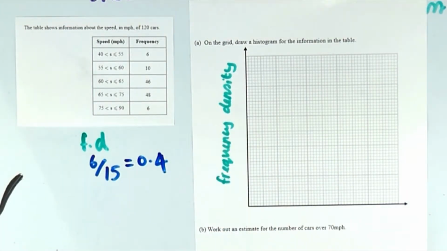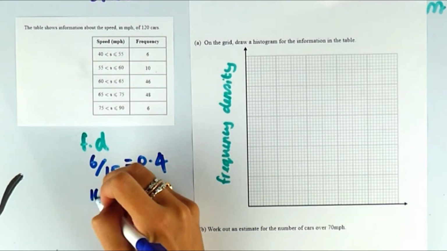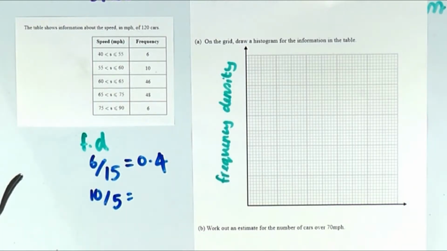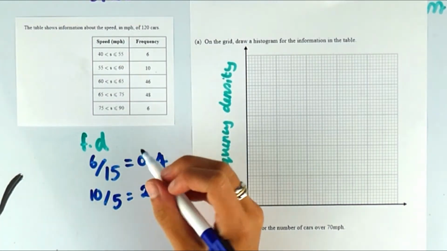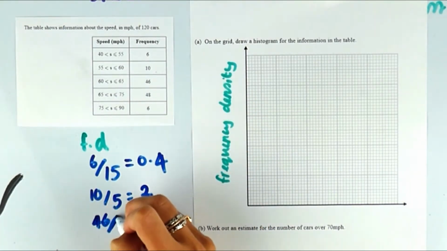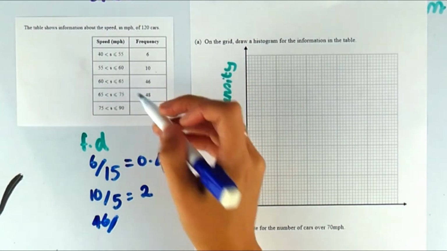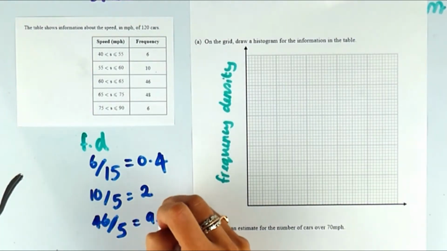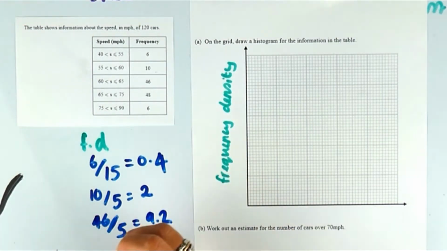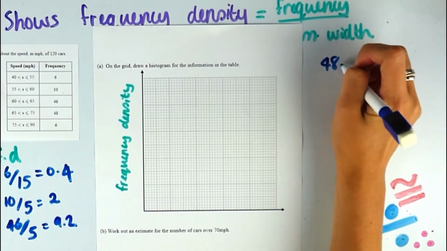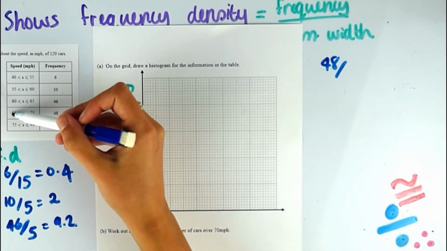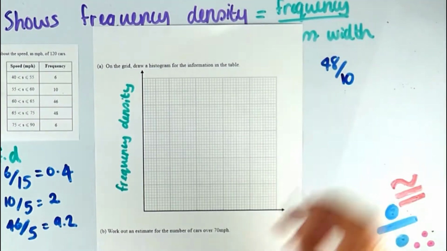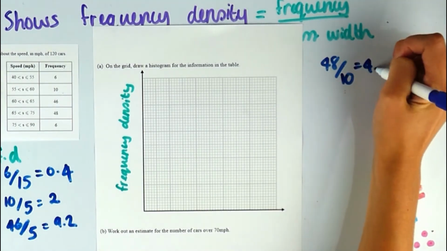For the next one I have 10, the frequency, divided by the class width, and we've got 55 to 60, so that is 5, and that gives me 2. This next one I have the frequency, which is 46, divided by the class width, 60 to 65, which is 5, which is 9.2. Then the next one I have 48, the frequency, divided by the class width, 65 to 75, so be really careful, the class widths do actually change. That one's now 10, so that is going to be 4.8.